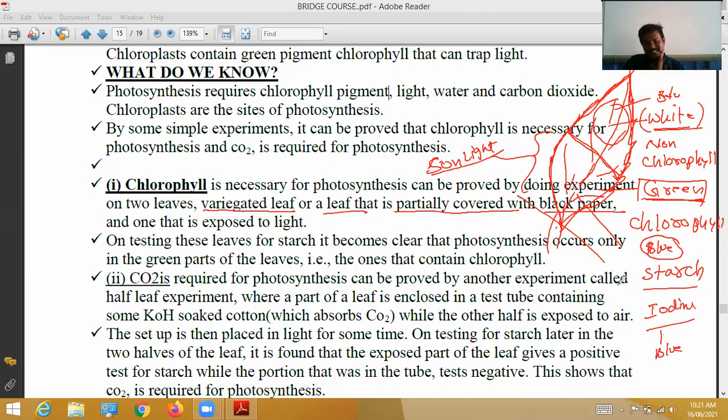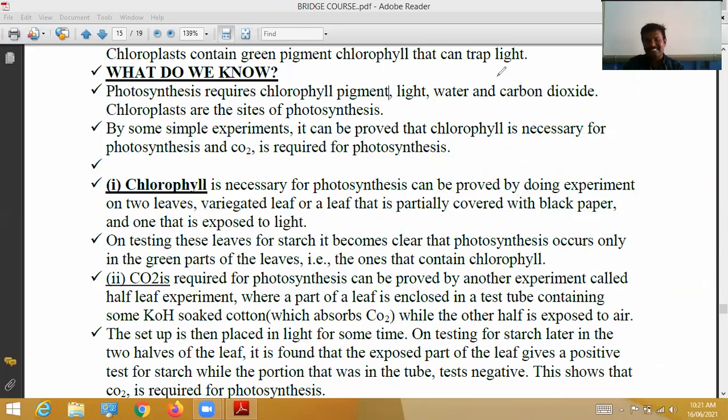So this indicates that in this part, chlorophyll effectively absorbed sunlight. This part is unable to absorb the sunlight because this part is covered, or else chlorophyll is absent. So from this experiment, it is clear that chlorophyll is necessary for photosynthesis.